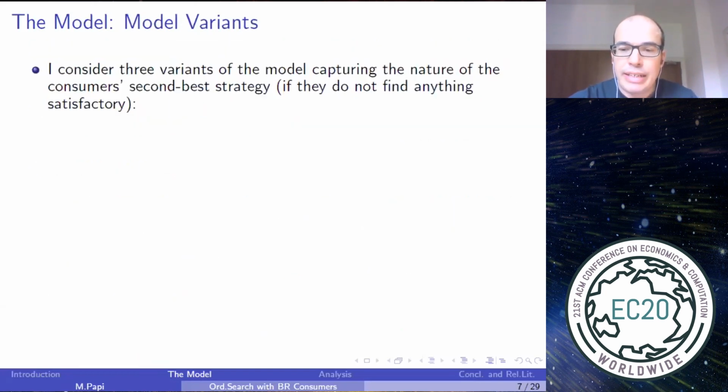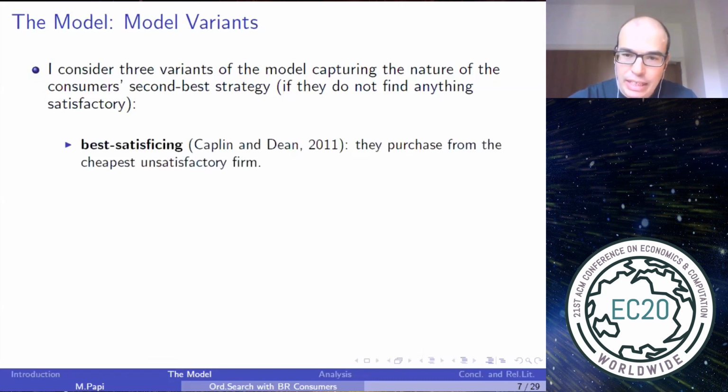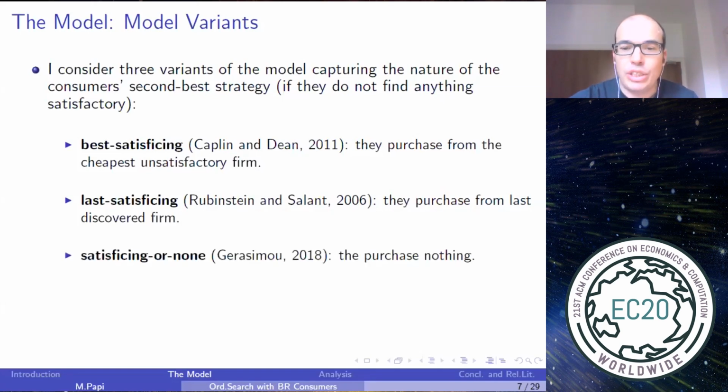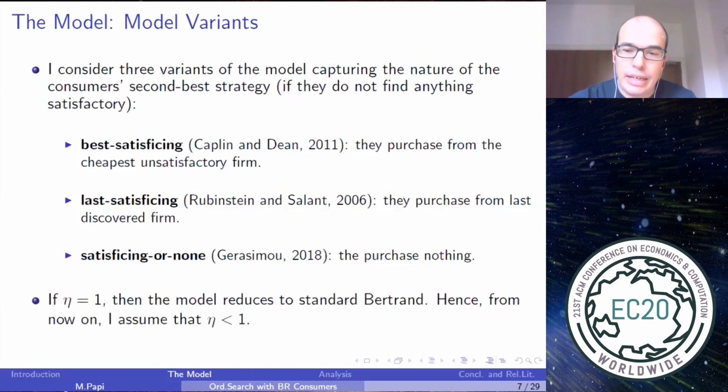In the paper, I consider three variants of the model capturing the nature of the consumer's second best strategy if they do not find anything satisfactory. Best satisficing, meaning consumers purchase from the cheapest unsatisfactory firm. Last satisficing, meaning consumers purchase from the last discovered firm. And satisficing or none, meaning that they purchase nothing. Observe also that if all consumers are fully rational or shoppers, then the proposed model reduces to standard Bertrand. Therefore, from now on, I'm going to assume that parameter eta is such that the fraction of fully rational consumers is strictly smaller than 1.